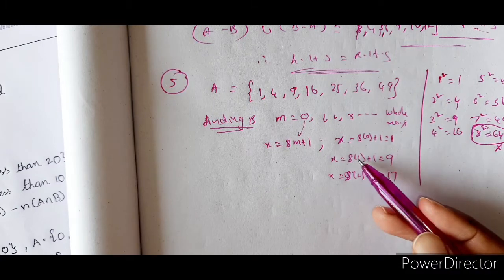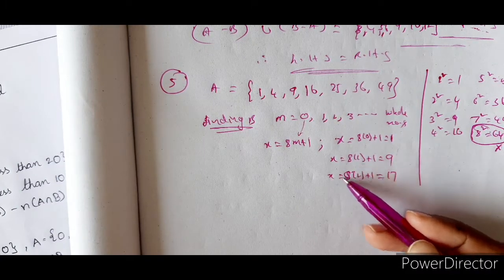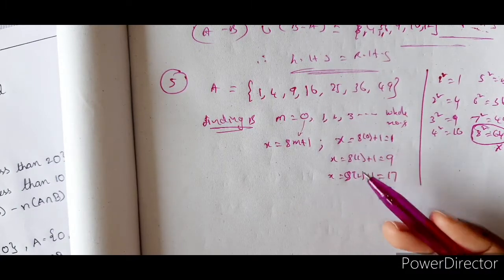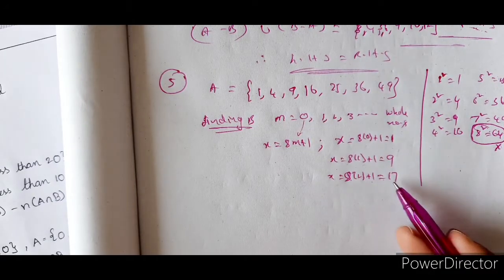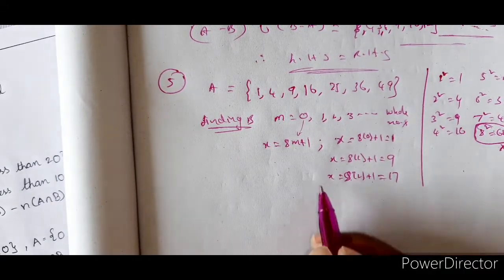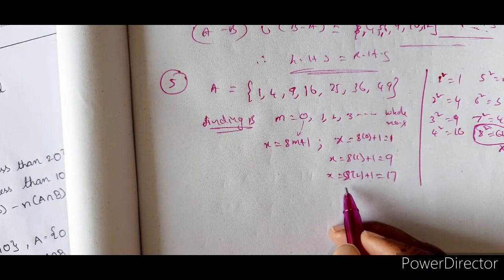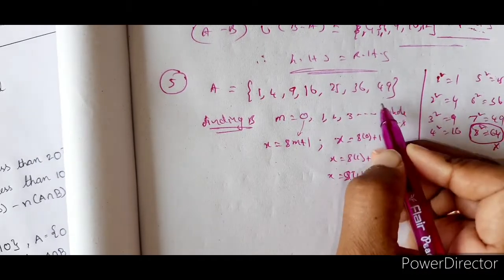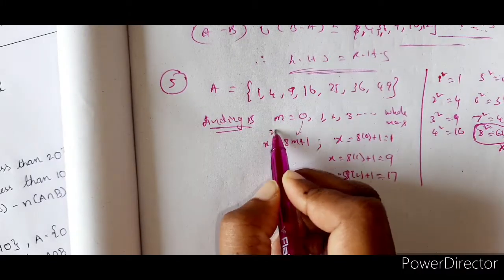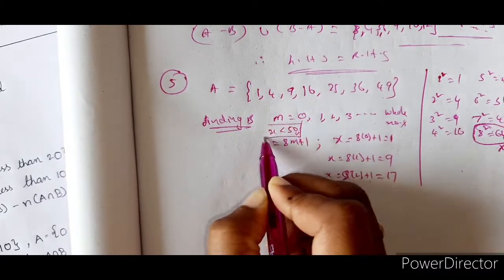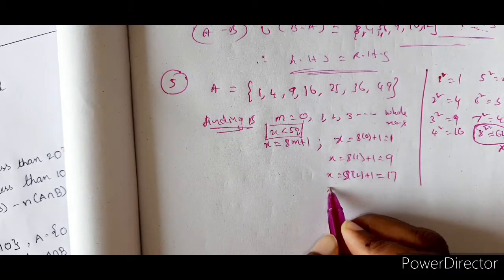So all the time you are adding 8 to it, right? So 8 1s are 8, 8 2s are 16. So 0 plus 8 plus 16 plus 1 is added always. Right? So such numbers. So what is the limit here? X should also be less than 50. This is the condition.